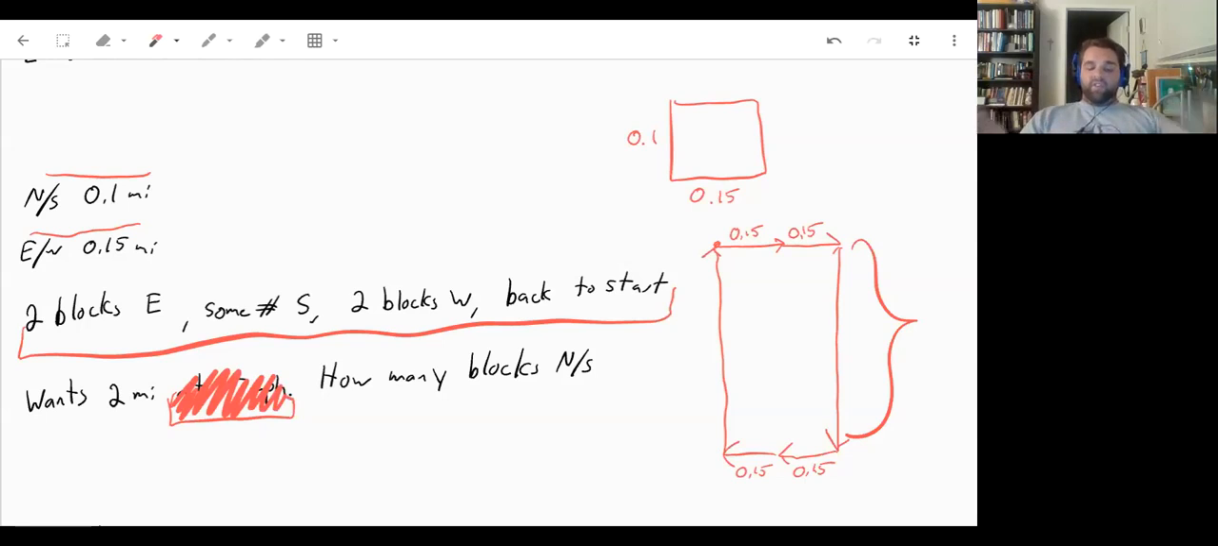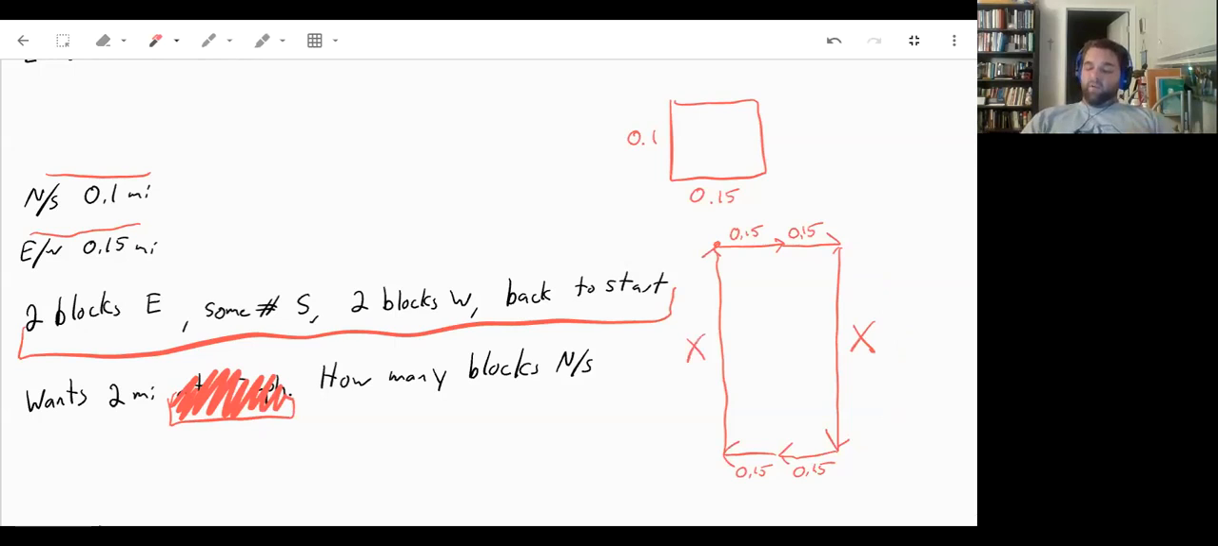Our goal is just, in the end, we want to go 2 miles. So if we add up the full perimeter of this long rectangle, it should add up to 2. The nice thing is when we're going with city blocks, just going north and south, whatever we go south, we have to go back north. So I'm just going to call this length x and this length x.